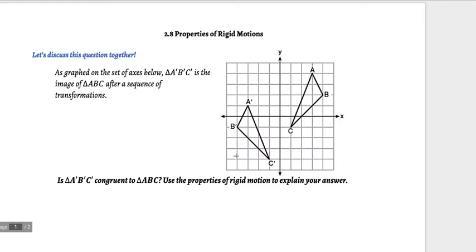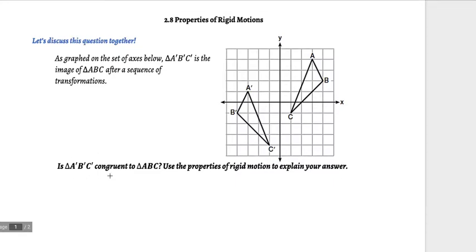Today we are going to look at this question here. You can definitely pause the video to check the question on your own and think about how you would answer it. The given information is that we have a triangle ABC, as you can see on the right side, and triangle A prime, B prime, C prime is the image of triangle ABC. The question asks: is triangle A prime, B prime, C prime congruent to triangle ABC? They also ask us to use the properties of rigid motion to explain your answer.